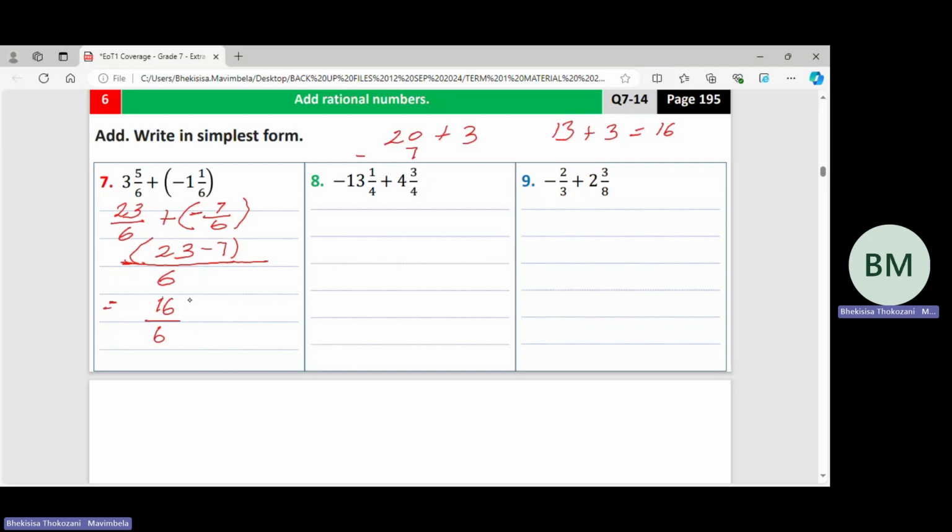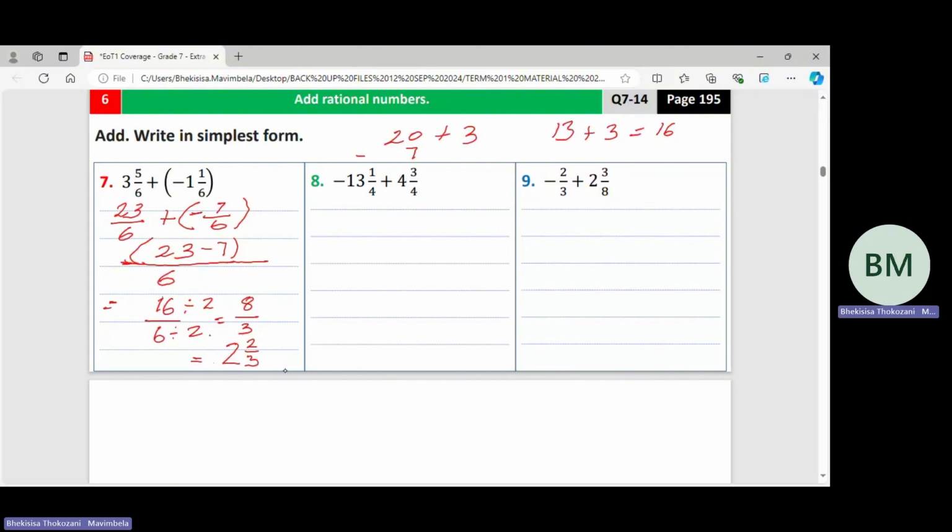I can simplify this. I can divide by 2 both sides. For denominator and numerator, divide by 2, divide by 2. And now I have 16 divided by 2 will give us 8. And 6 divided by 2 will give us 3, right? And we can ask ourselves how many 3 goes into 8. It's only 2 of them. And the remainder is 2, of course. 2 over 3.